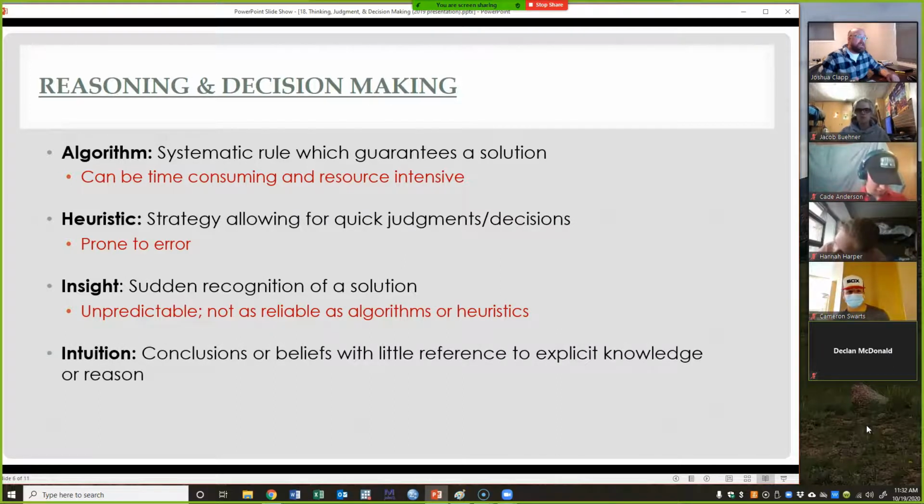The last thing we sometimes use to make decisions is intuition. This is our gut belief. These are beliefs that I have that are based on very little explicit knowledge. If you ask me why I picked this over that, I say I don't know. It just feels right. I just feel like this is the right thing to do, right?